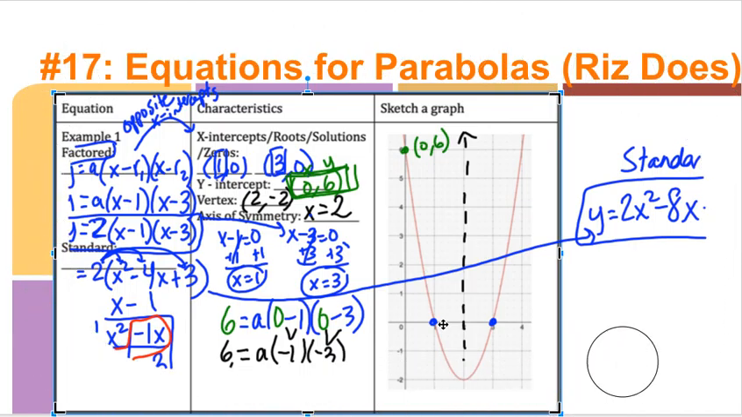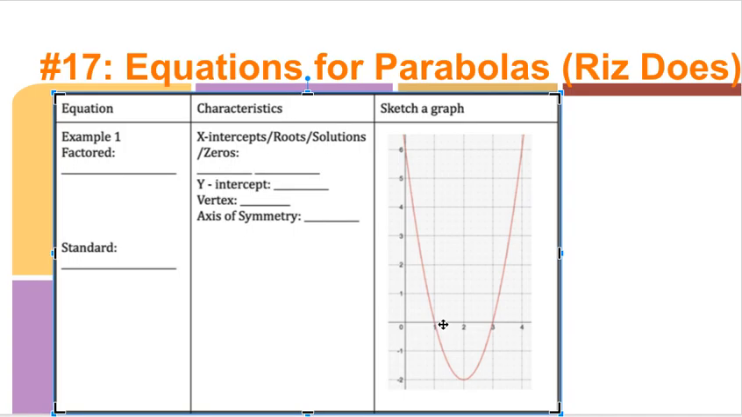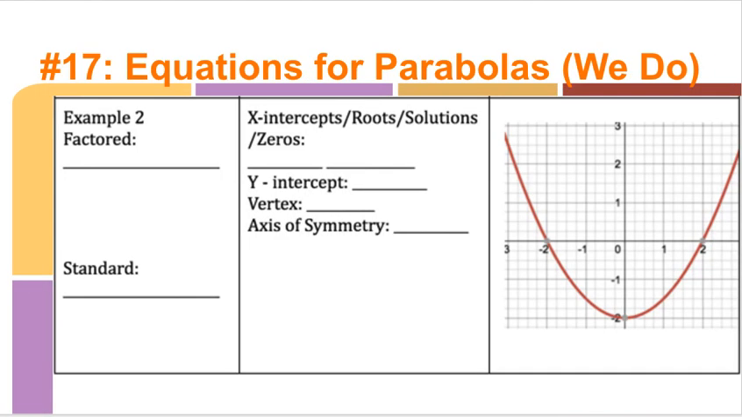So again, the basic idea is that we're working in reverse. We're starting from the graph, labeling all the key features, and then moving backwards to the equations. So I'm going to start with my x-intercepts. I notice (-2, 0) and (2, 0).